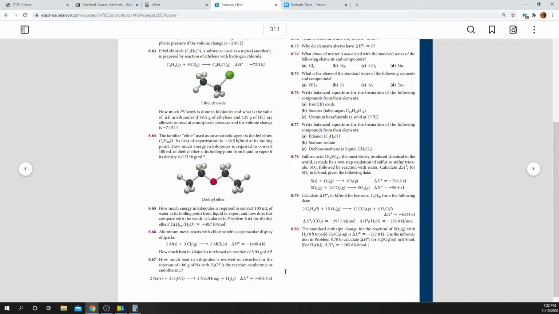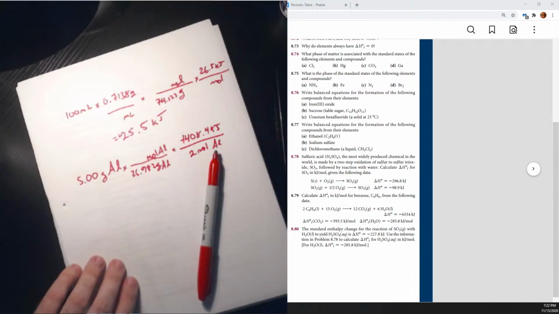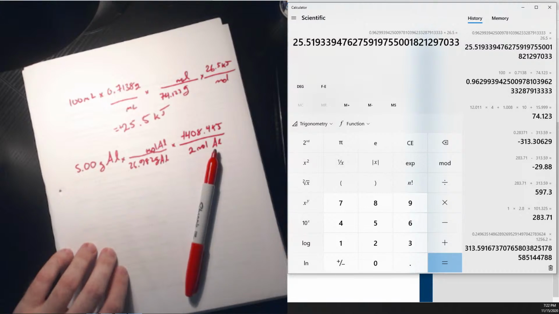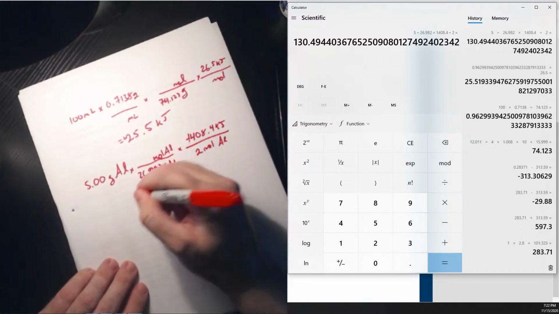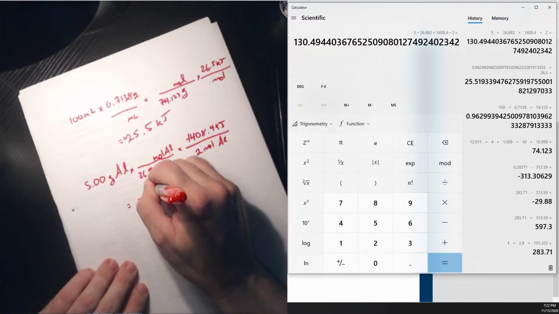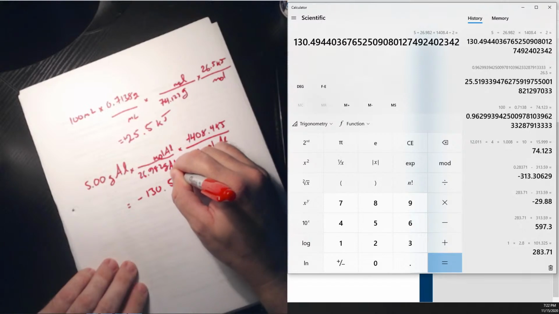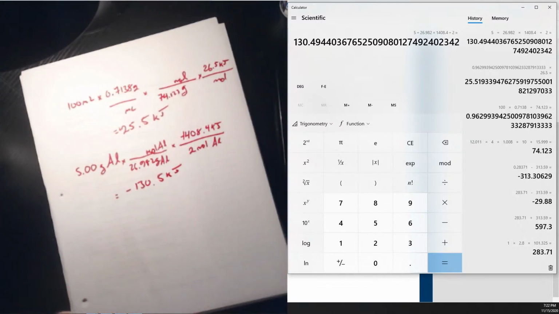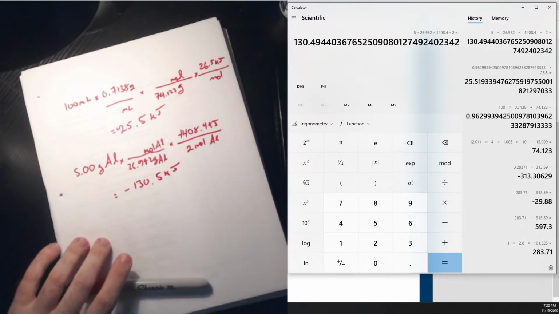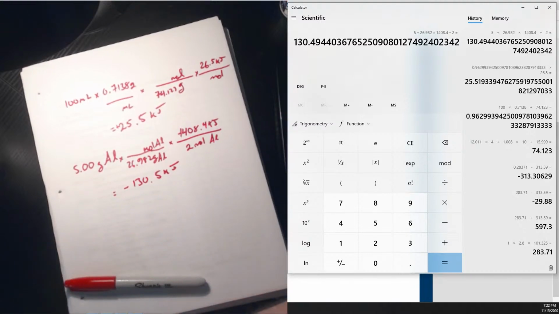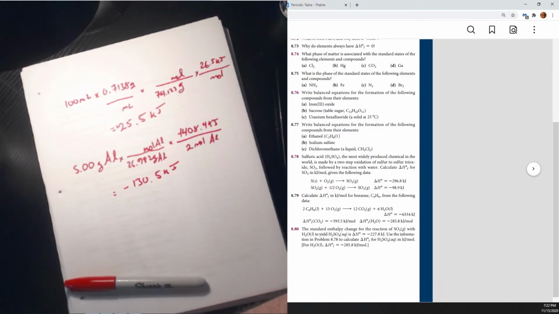All right, so 5 divided by 26.982 times 1408.4 divided by 2 means that it is going to be negative 130.5 kilojoules. Technically, there's only 3 sig figs, but the book doesn't seem to care very much about that. But I'm still going to double check.